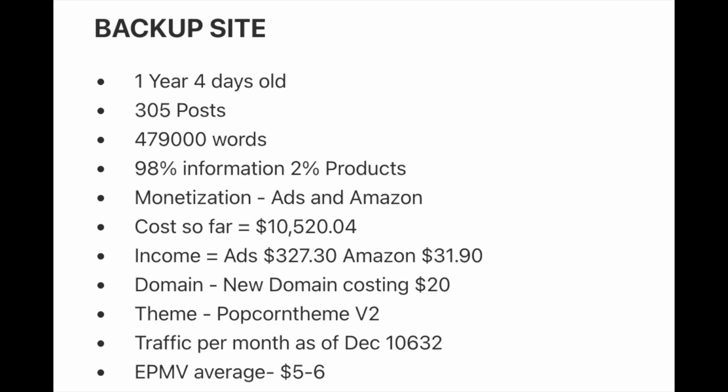Now the issue I have with this backup site, and it's the reason why I'm not focusing on it 100%, EPMV, which is the amount of money I make from my display ads per 1,000 views, is only $5 to $6. And I've tried quite a few things to improve on that, but as yet it's not improving. That's the reason this website is my backup plan. If that had an EPMV of $15 to $20, I might be pushing this one as well, but at the moment it's sitting in reserve.